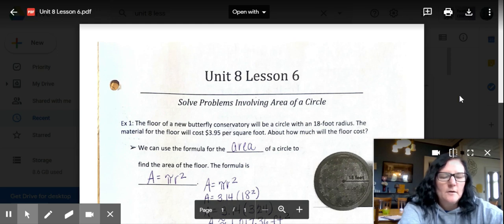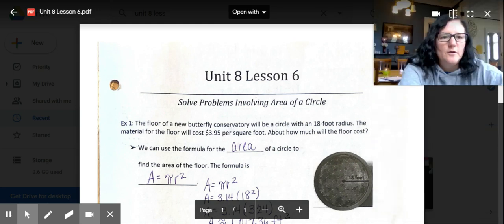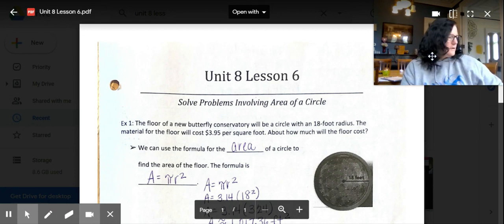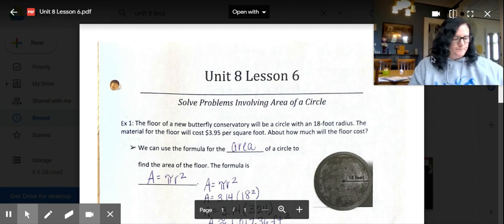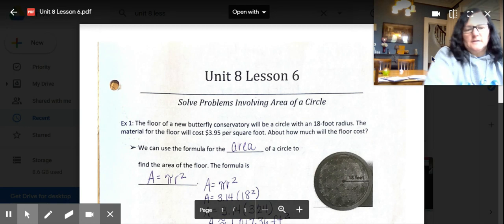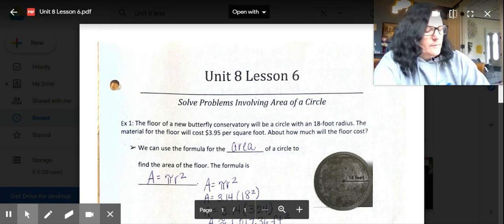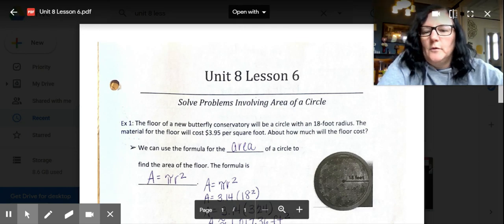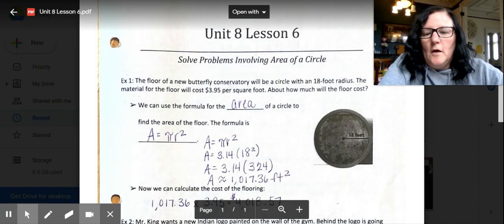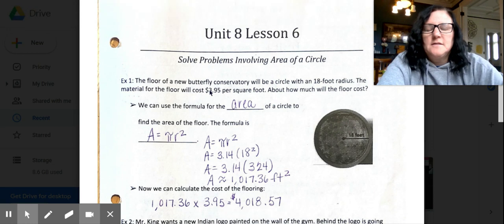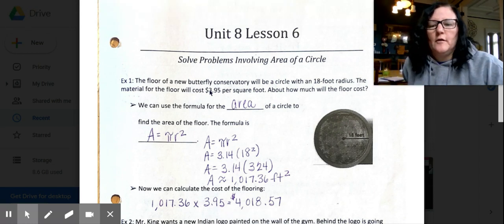Hi guys, I am going to go through some of these notes with you for Unit 8, Lesson 6, just because it's a little different with this radius squared, and I know a lot of you might not know what that is. So we're going to sit here and do some of these. Okay, so Unit 8, Lesson 6, solving problems involving the area of a circle.